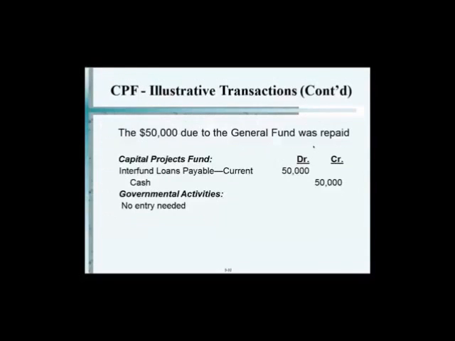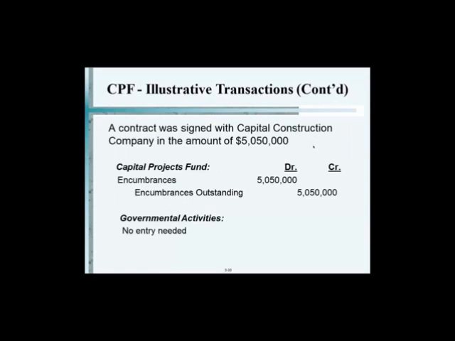Again, contract was signed. Anytime you sign a contract, what do you do? The first thing, you create an encumbrance. And the entry is always the same, debit encumbrance and credit encumbrance outstanding. No activity, nothing in the governmental activities area.